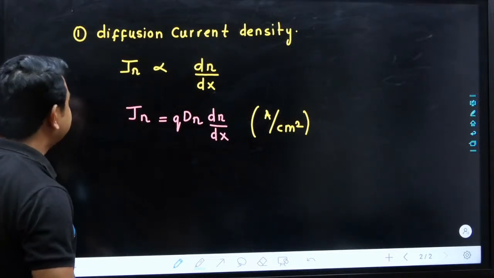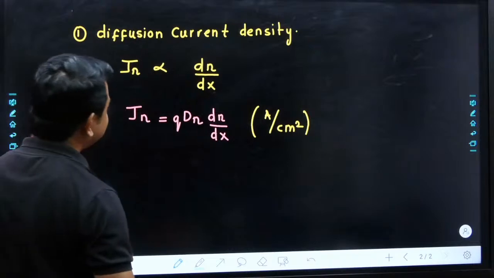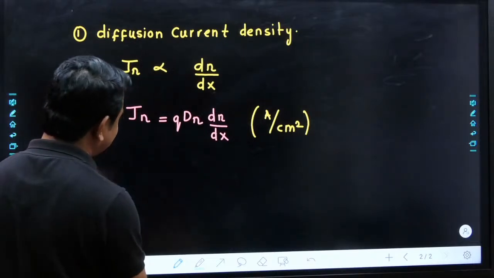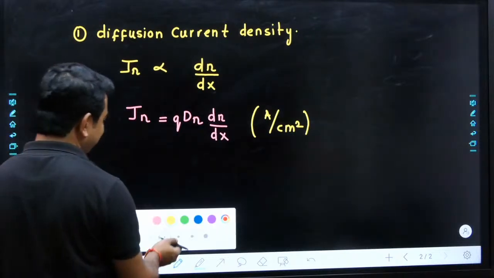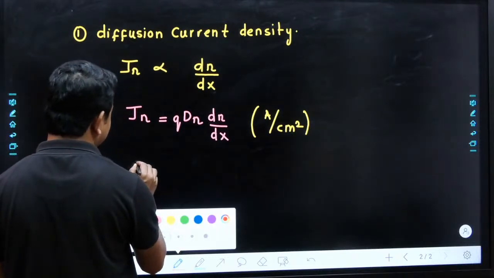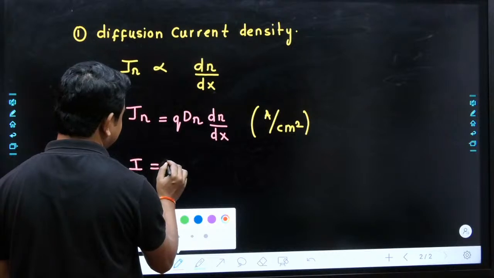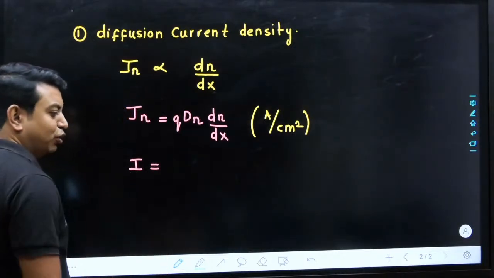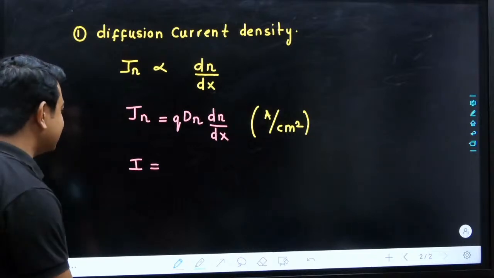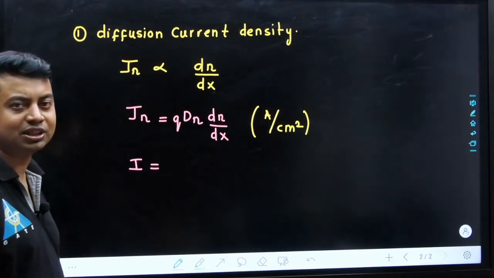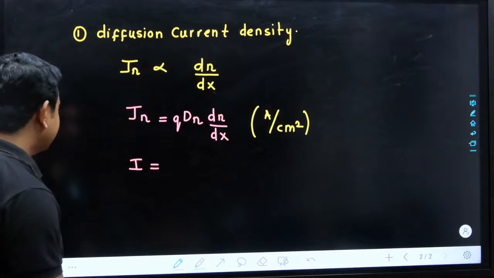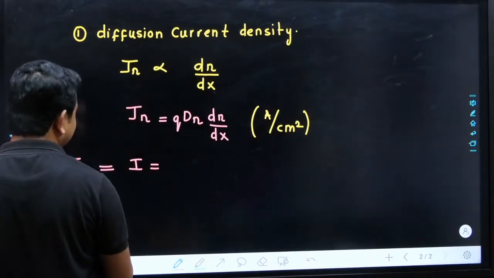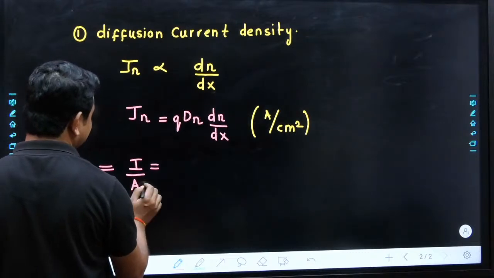Okay, so I have seen that you have come to know about diffusion current density. We can make this one as diffusion current also. So, what is current? Current is nothing but the rate of flow of charge, and current density is nothing but current per unit area. I just write here, this is the current density, the current per unit area.